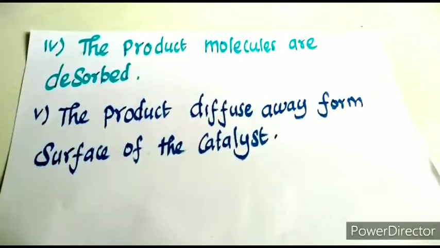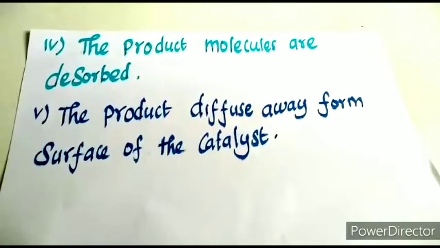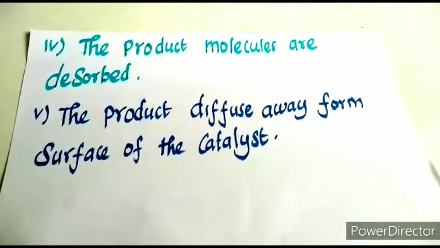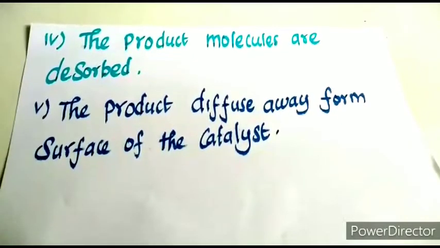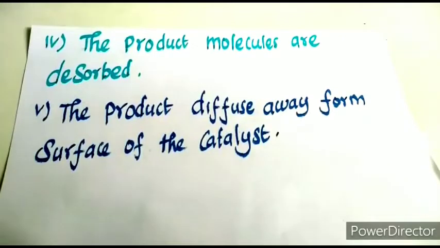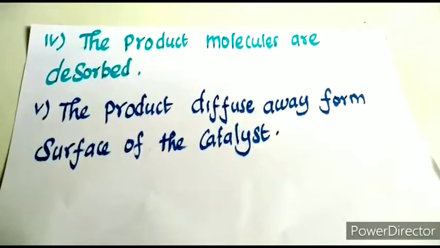The product molecules desorb. Desorption is the opposite of adsorption. The product molecules are released from the catalyst surface. The product then diffuses away from the surface of the catalyst. Diffuse means spread away from the surface of the catalyst, so the product moves far away from the catalyst.